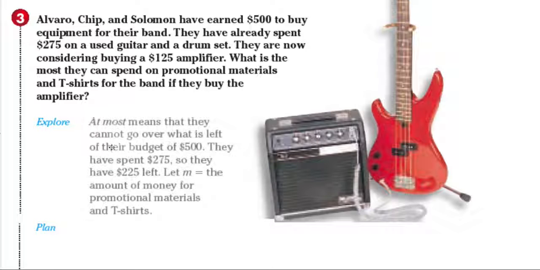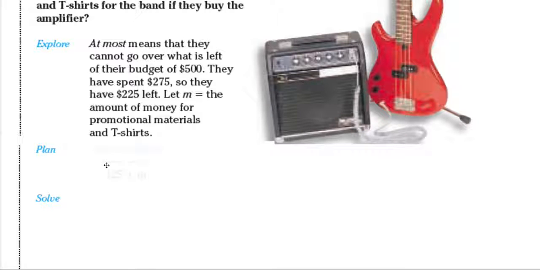So at most means that they cannot go over what is left of the budget of $500. They have spent $275, so they have $225 left. So let M be equal to the amount of money for promotional materials and t-shirts. The total to spend will be 125 plus M, is at most. At most is the inequality less than or equal to 225. And we want to solve this inequality now.